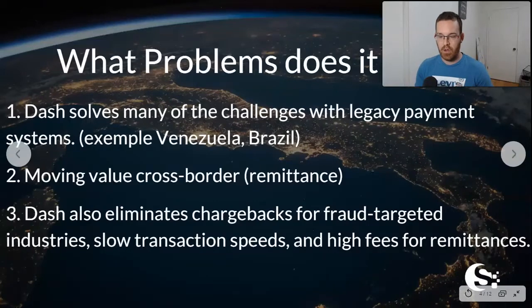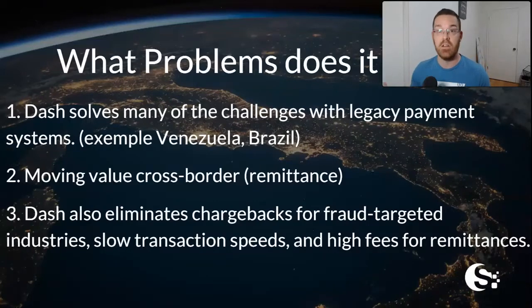So the next one: what problem does it solve? All right, it's really important in cryptocurrency. What is it going to solve, right? Dash solves many of the challenges with legacy payment systems. A lot of progress has been made in Venezuela and Brazil, with currencies experiencing difficulties with inflation and the like. So it comes in as a digital currency that's quick to use and can be used at essentially any merchant.